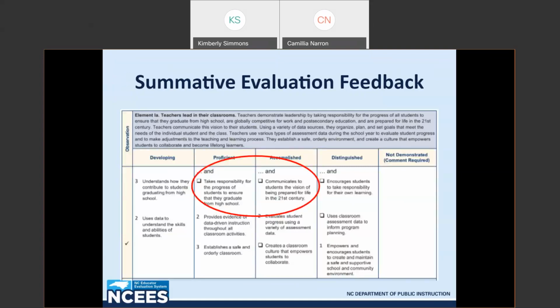So I'm going to give you just a minute to take a look at element 1A and the two descriptors that are circled, noting this is what we looked at earlier when we were judging on the element ratings and the standard ratings. And these were the two descriptors that were not marked. Just want you to read those two descriptors.